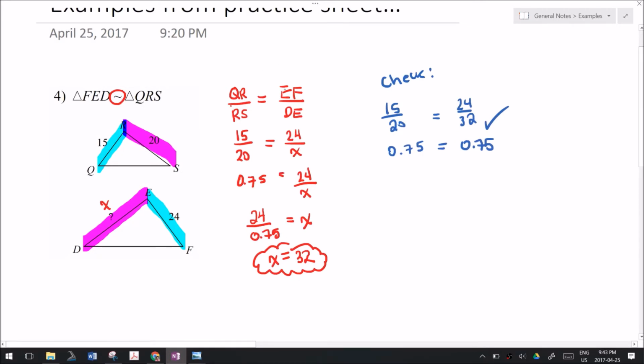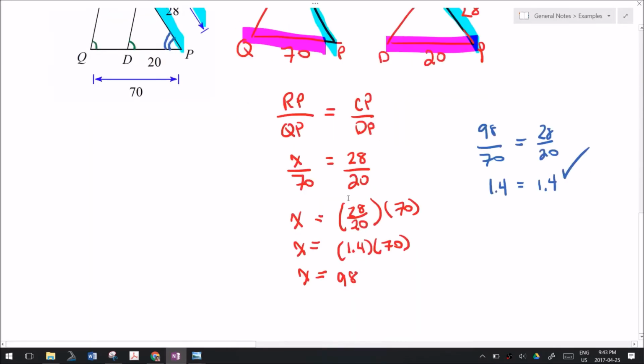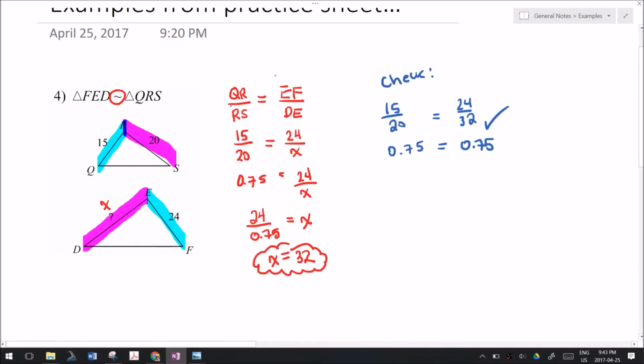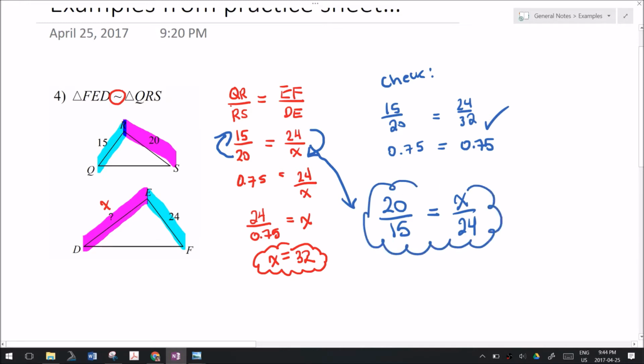Now the other option here is if you didn't want to divide, if you always just wanted to multiply, like in this example, you could flip the ratio. So I could take this ratio and write this as 20 over 15 is equal to x over 24. All I did is flip everything from the bottom to the top and everything from the top to the bottom. And so now I could work with this ratio, which has the x on top, and I could do the multiplication.